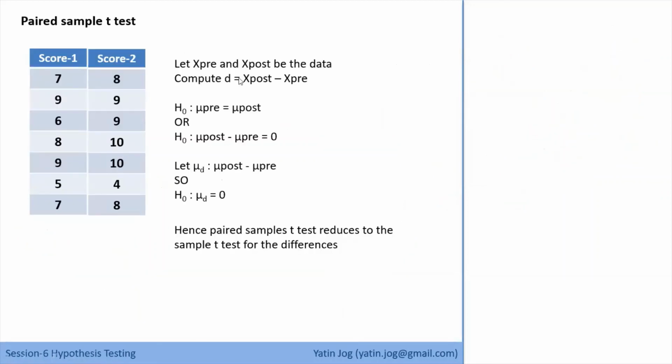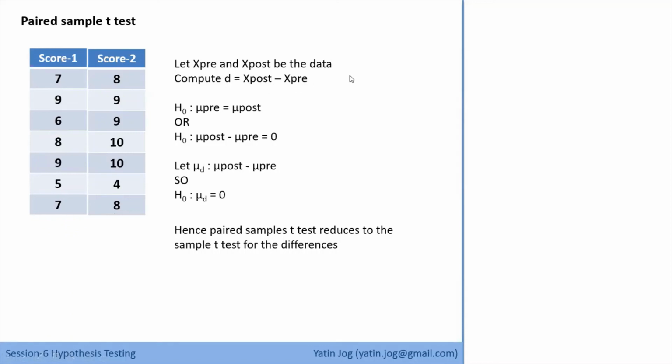So this is our problem. Let x pre and x post be the data. This is my x pre data and this is my x post data. So what is the difference? If I want to calculate the difference, D stands for difference. So D will be equal to x post minus x pre.